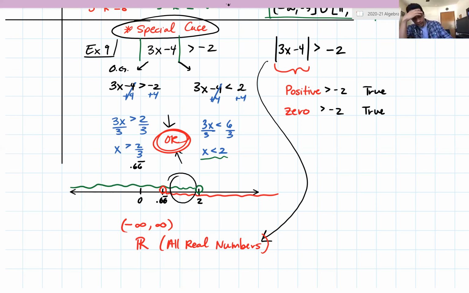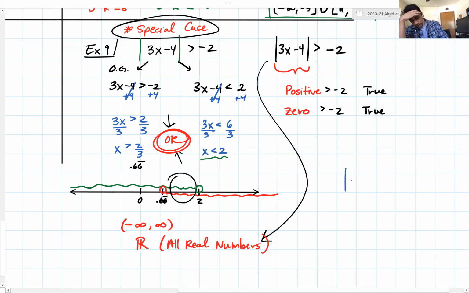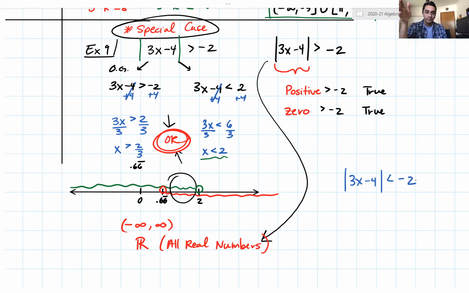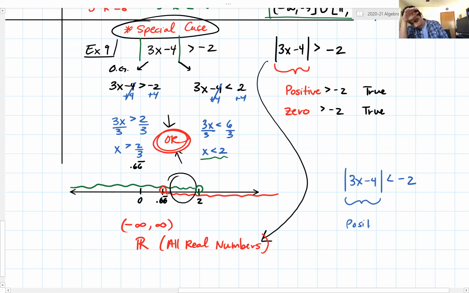I'm glad you asked that question. Because what if it would have been this way? Now you're telling me that the distance is less than -2, and you have to think about what's going to come out of that absolute value. What are you going to get? Either a positive or zero, right? And so again, you have your cases. Can a positive be less than -2? That's false. And the other option is zero. And is zero less than -2?